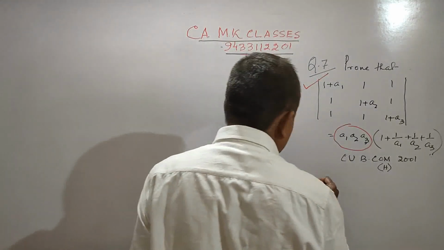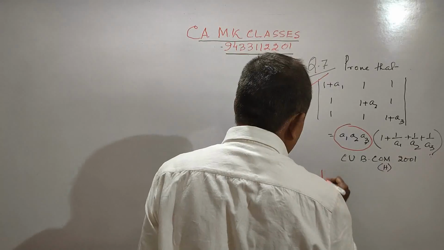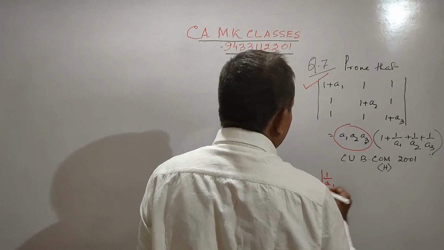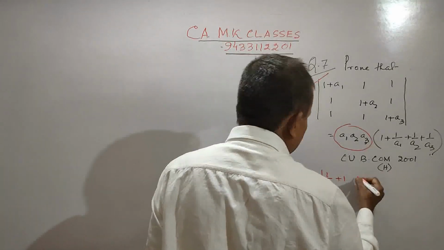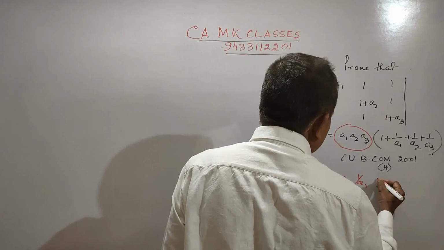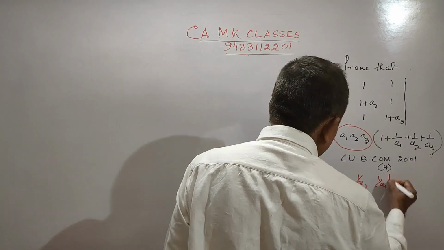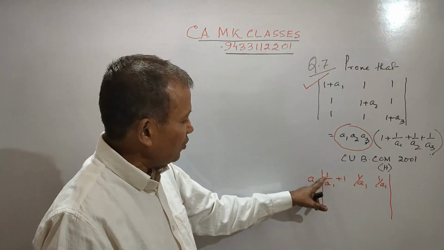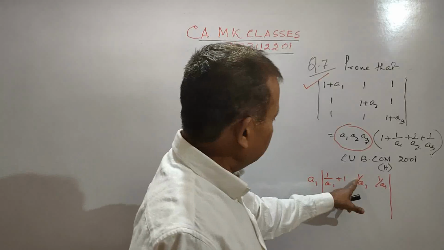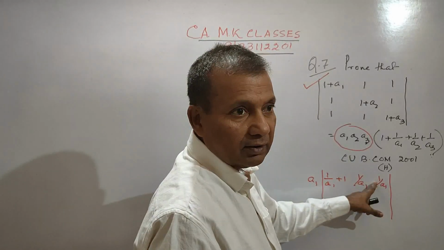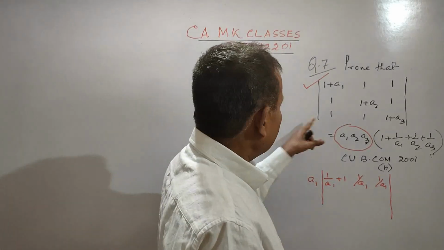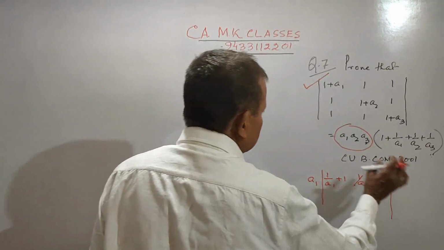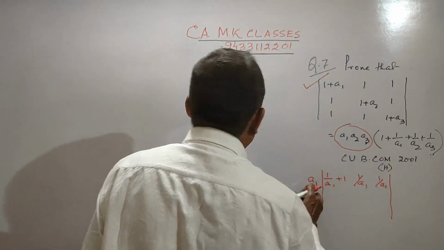I am showing you one thing. That is, I am taking A1 common. Then what will happen? This will be 1 by A1. This will be only 1. This will be A1. Now you multiply this again, A1 into this, 1 will be here, 1 by A1. This will be 1, this will be 1. Right? So, here A1, A2, A3, we will take common.